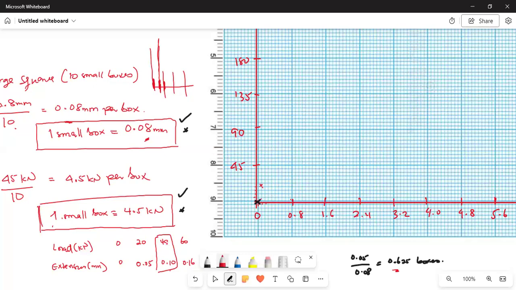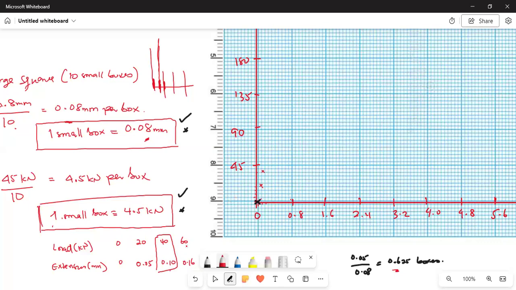Then if you divide the load, 40 divided by 4.5, you get 8.88 boxes. So let's say 8.9 boxes. You should know that from the 0 to here is 10 boxes. So 8 will be somewhere here. So 8 point something will be here. Okay? I want bigger values so that it will be easy.